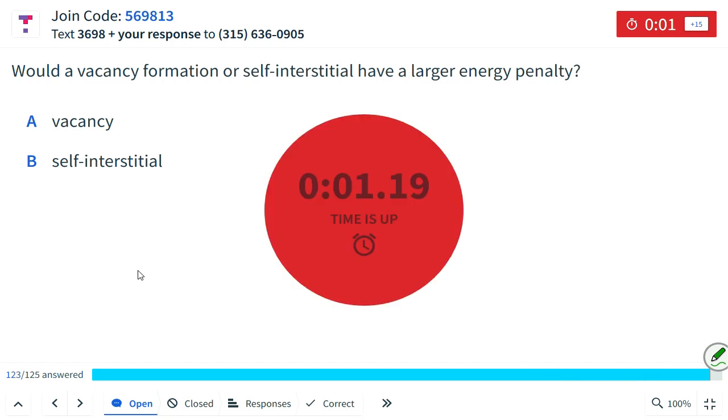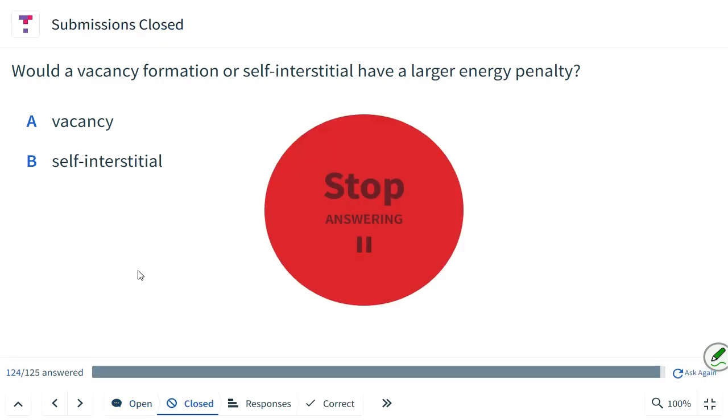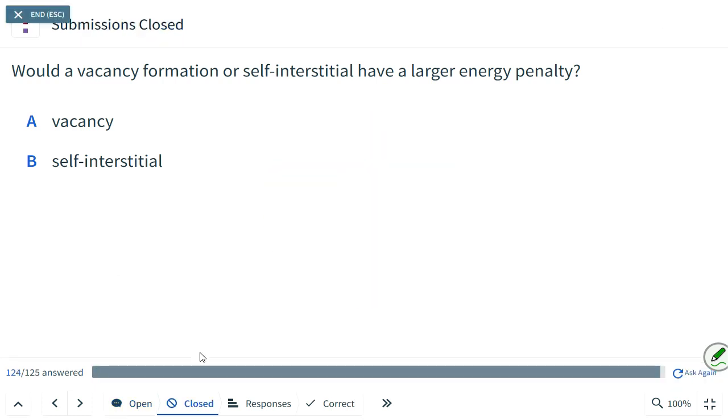Two more. So I'm going to close it. There's also out of time. I just have to move on in the interest of time, but let's discuss it.